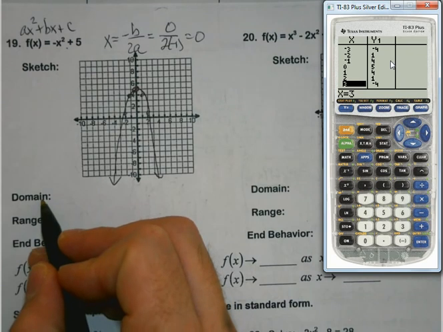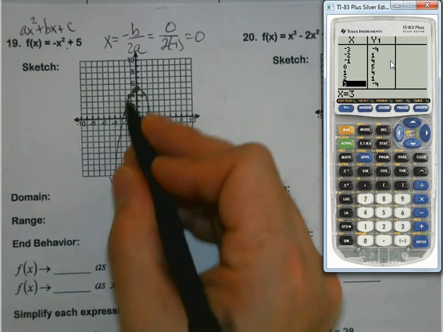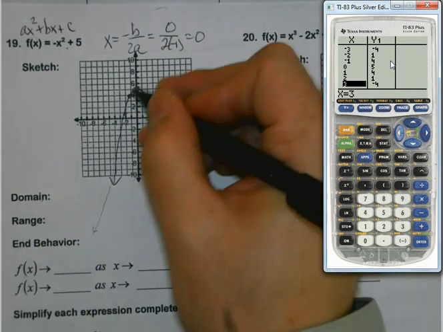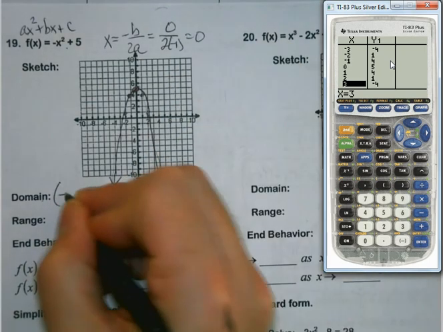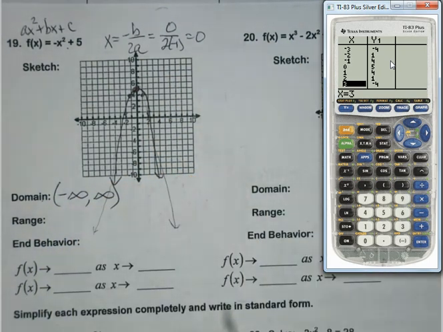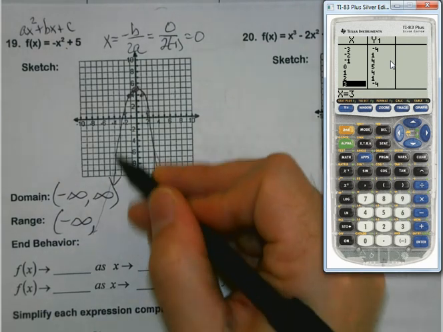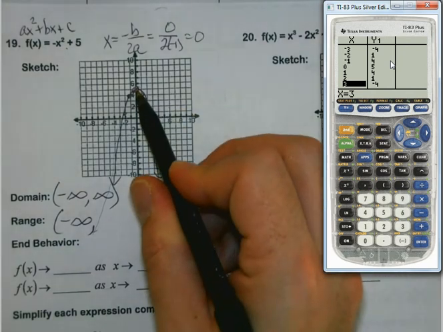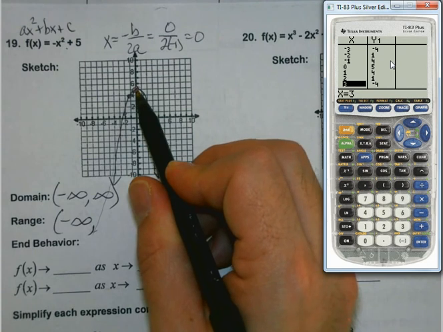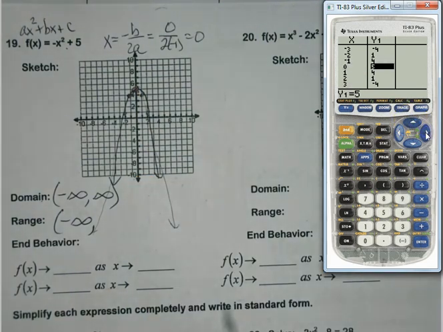My domain, x values left to right, forever going out to the left, forever going out to the right. So that part's easy. The range is a little different though. It doesn't go down forever, up forever. It does go down forever. But how high do we get? Oh, the vertex. Okay, vertex y value. 5. That's why I needed to know where the vertex was. So that's something I have to keep an eye on.